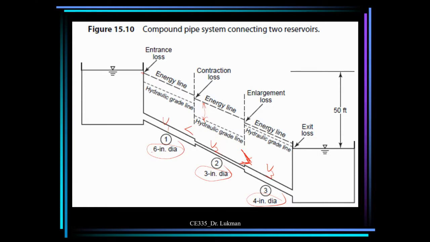When you look at this figure, this is 6-inch diameter, 3-inch, 4-inch. Between V1, V2, and V3, which one is greatest? Who can tell me? Which one do you have the maximum velocity here? Just talk, I have enabled your mic.